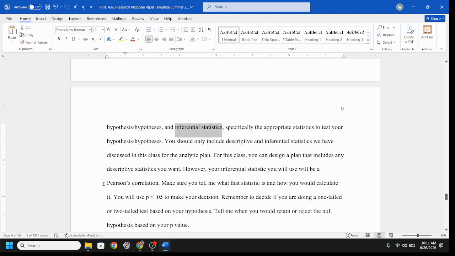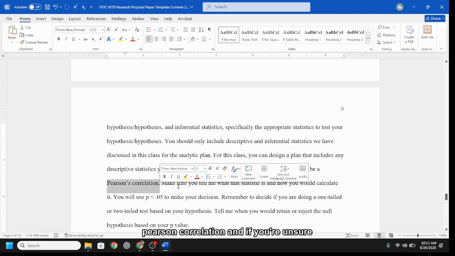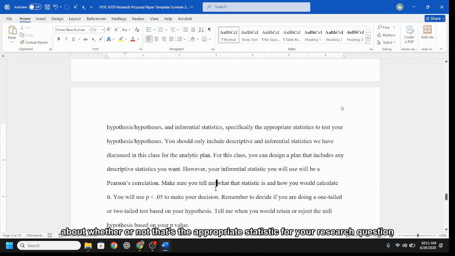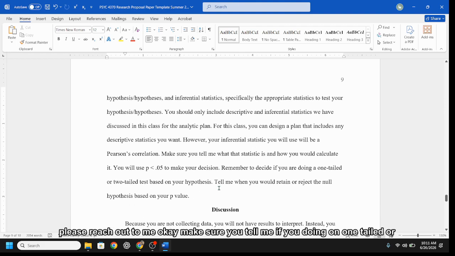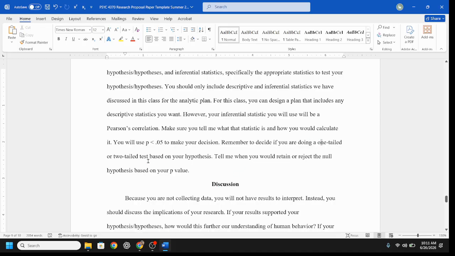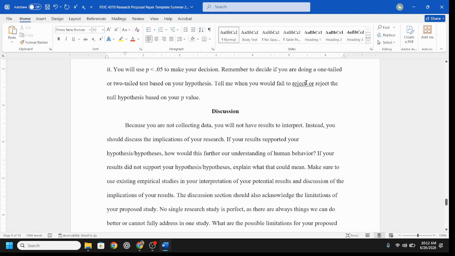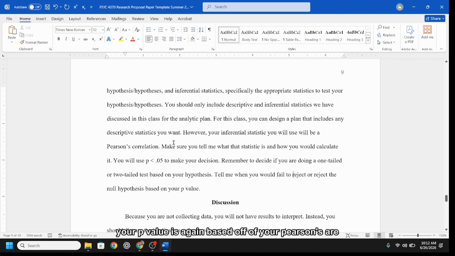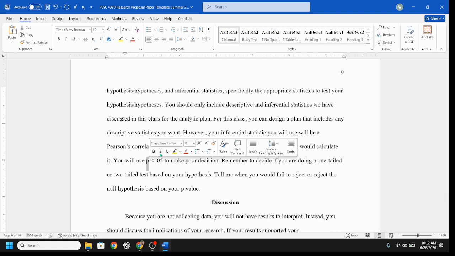Most of you will be doing a Pearson's correlation. And if you're unsure about whether or not that's the appropriate statistic for your research question, please reach out to me, okay? Make sure you tell me if you're doing a one-tailed or a two-tailed hypothesis, and tell me under what circumstances you would reject or fail to reject your null, okay? You can either reject it or you can fail to reject it, and that's going to be based off your p-value. Your p-value is, again, based off of your Pearson's r, okay?